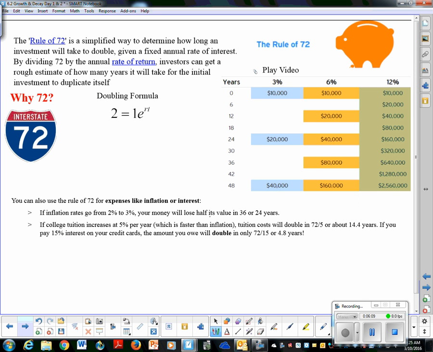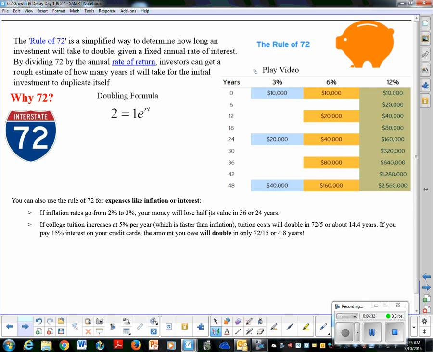The rule of 72 is kind of a cool thing to look at. It's really a simplified way to determine how long an investment will take to double. Given a fixed annual interest rate, you can take that interest rate and divide it into 72, and it'll give you a quick estimation of how many years it'll take to double. So it's kind of cool, a very quick way to do it.